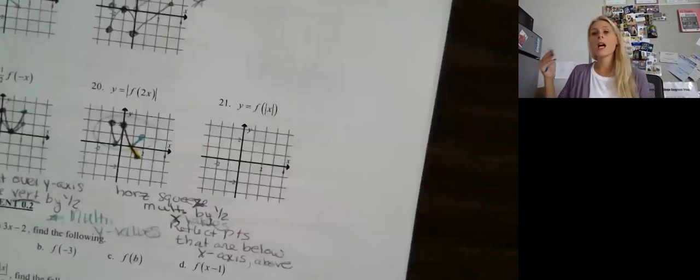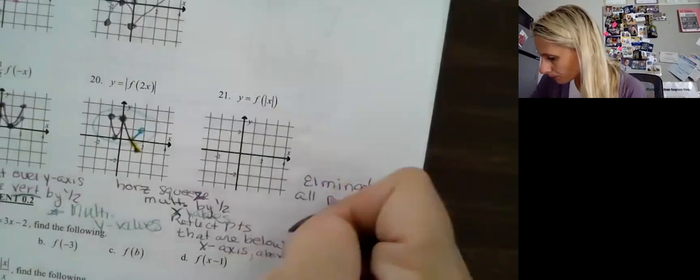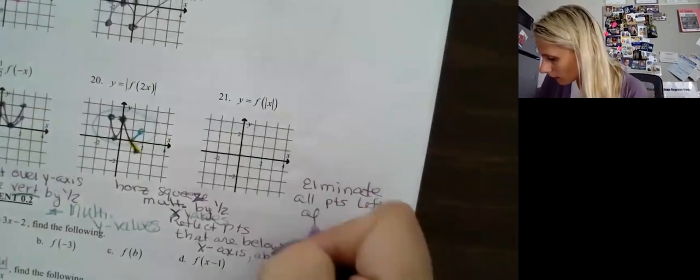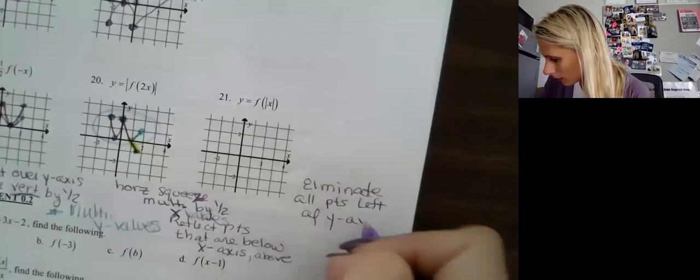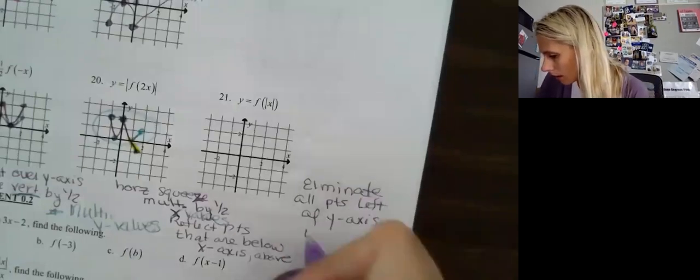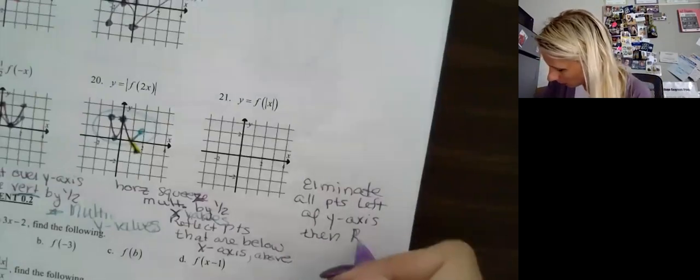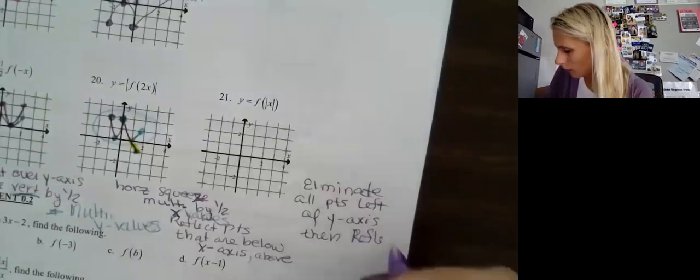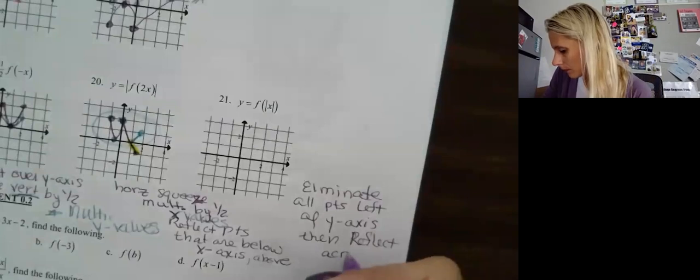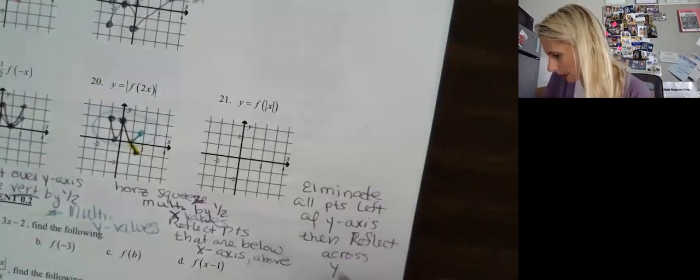Now let's practice absolute value on the inside. Absolute value on the inside says eliminate all points left of the y-axis, then reflect across the y-axis.